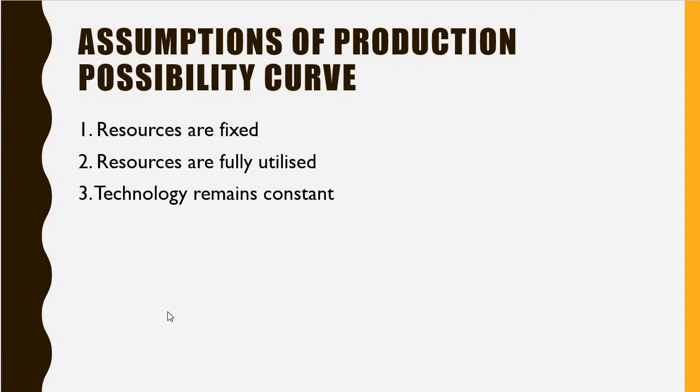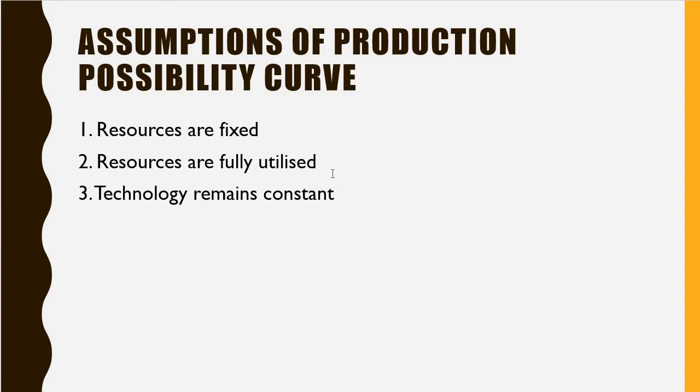Next subtopic is assumptions of production possibility curve. Now, there are three main assumptions when we draw production possibility curve. These things are assumed already. So the first assumption is resources are fixed. I have already told you the resources are fixed in nature, and that has to be used in such a manner that maximum production can take place.